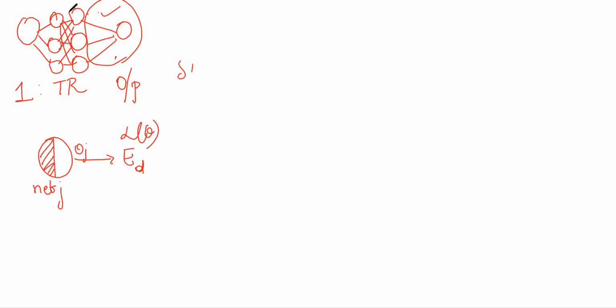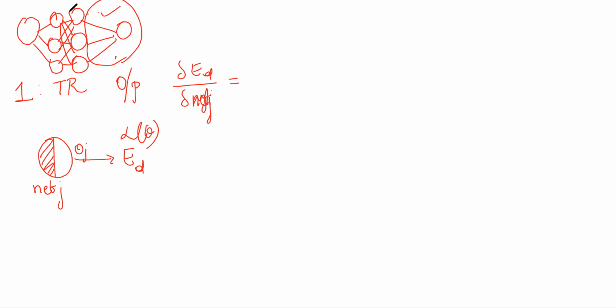Delta ED divided by delta WJI. This is my complete path that I'm going to track. Right now I'll be using only delta net J because I'll be working only with these two. So I will write it as delta ED divided by net J, from here to here.